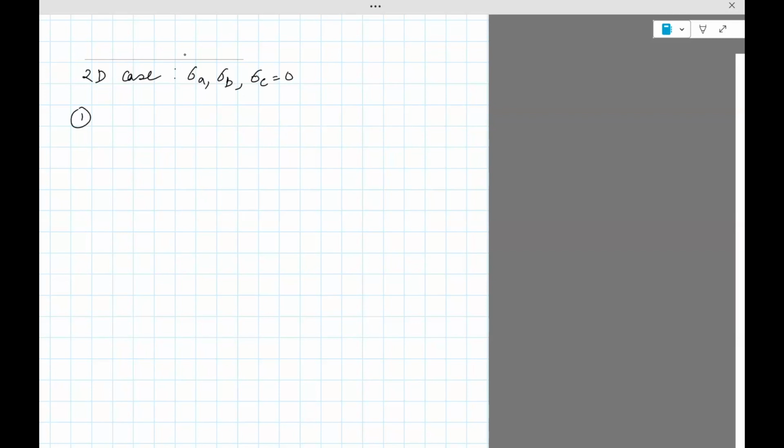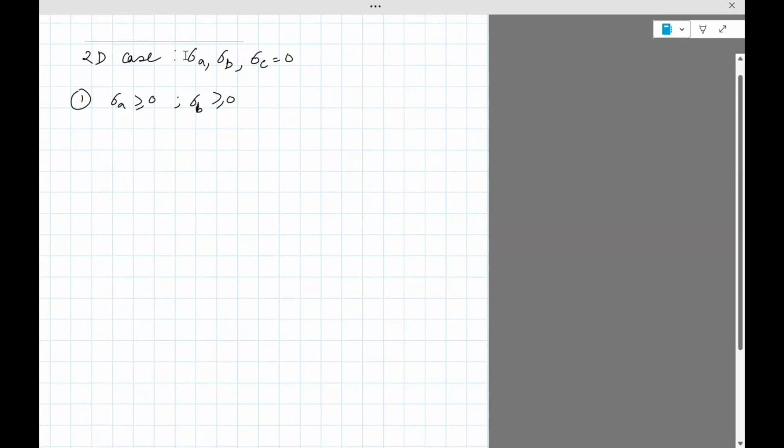We have sigma A is greater than 0, and sigma B is also greater than 0. Clearly in this case, sigma 1 is either sigma A or sigma B. Why would that be? That's because these stresses are positive, and one of them will have the maximum value. But sigma 3 would always be sigma C, which is 0, because it's the least stress.